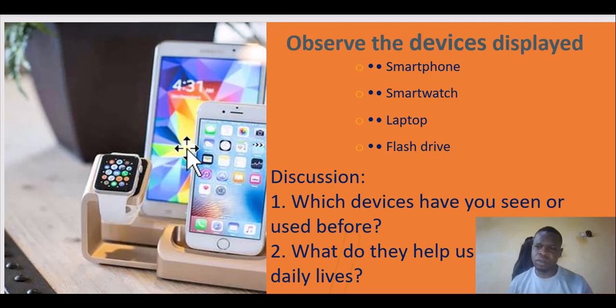So observe the devices displayed on the board and tell me something about it. So I think we have a smartphone, we have a smartwatch, laptop, and flash drive. So these are some of the examples of digital devices. Which of these devices have you seen before? And I think some of you have been using phones, smartwatches, and the rest. Those are some of the examples of digital devices we use in our daily life.